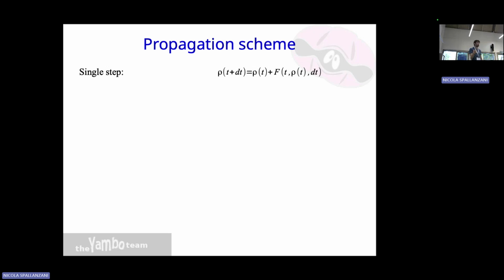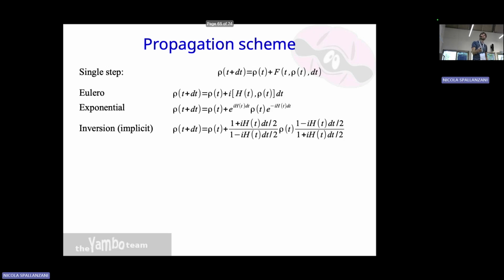When you propagate the equation of motion, there are different schemes for doing that. The easiest scheme is what is called the Euler time step propagation, where this F takes this form. But then in the code, you can also select other forms of the propagator: the exponential, which has this form, and the inversion, which is the implicit propagator, which has this form.